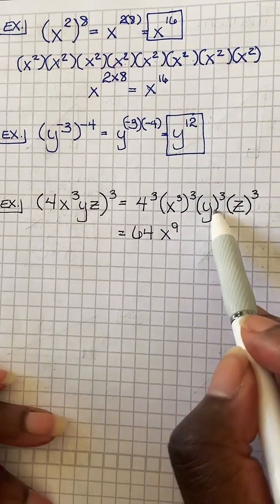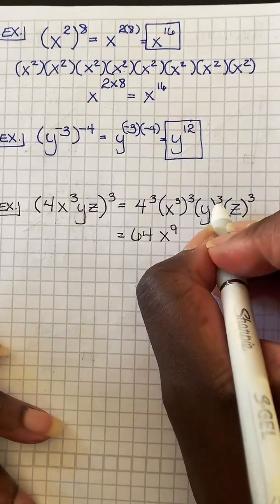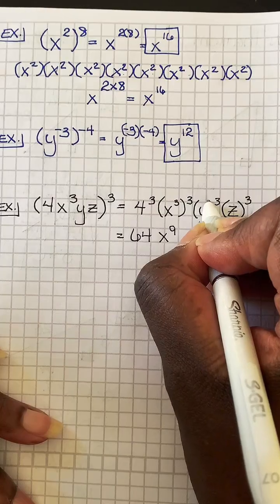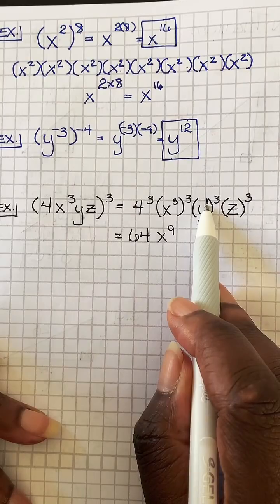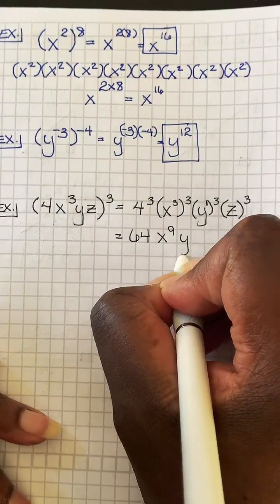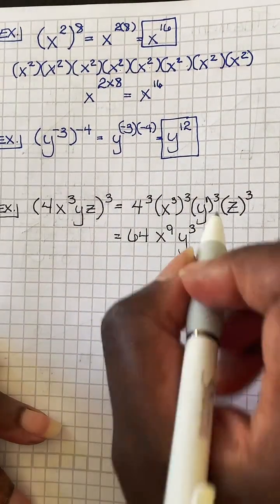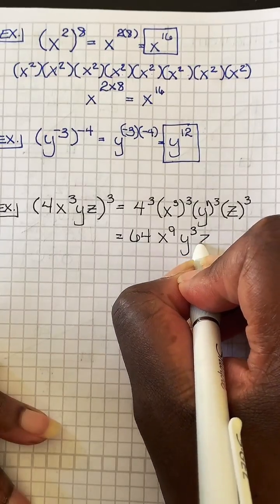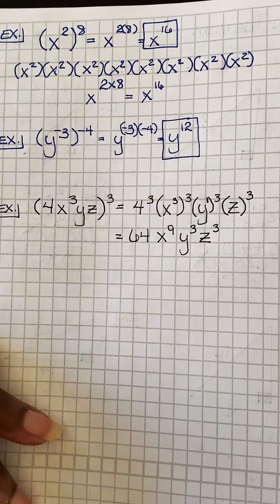So now we have y raised to the third power. Well, if we know that every time you don't see an exponent, the exponent is 1. So 3 times 1 will give us 3. So that means we have y to the third power. Same exact thing is happening with the z. So we have z to the third power.